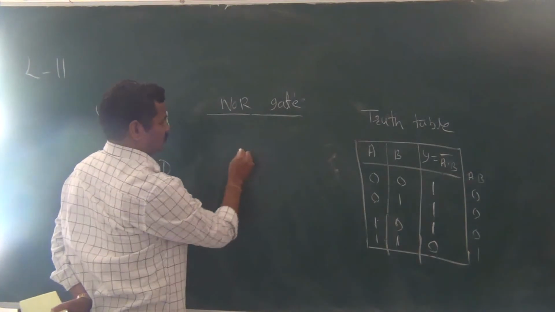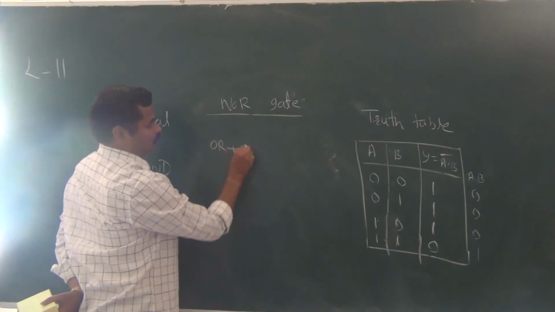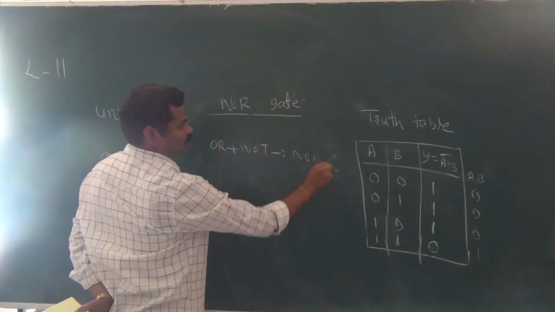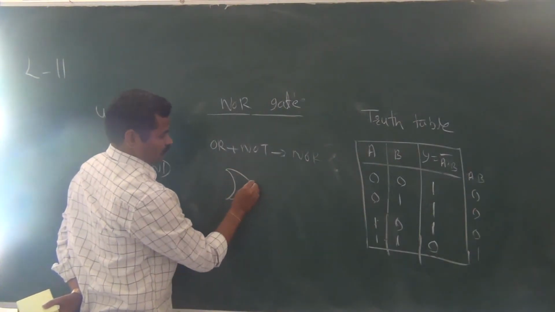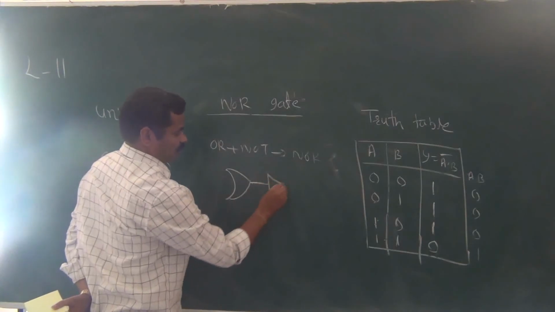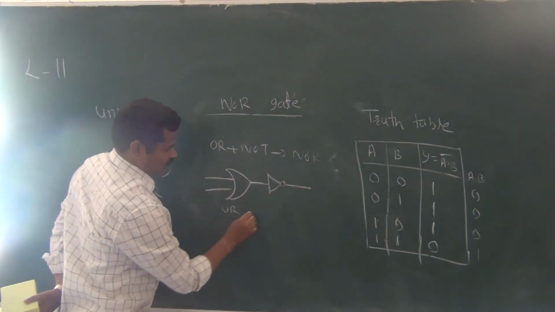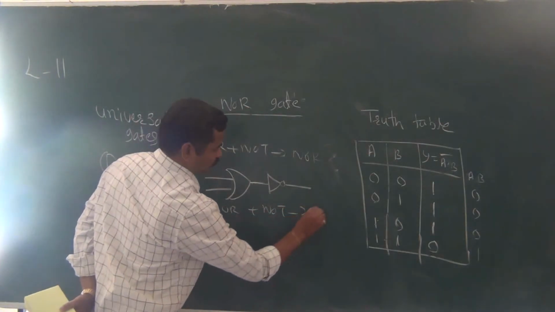No doubt, NOR is nothing but OR plus NOT. OR plus NOT, that is nothing but NOR. You know the OR gate; this OR gate can be followed by a NOT gate. This is OR plus NOT, that is NOR.